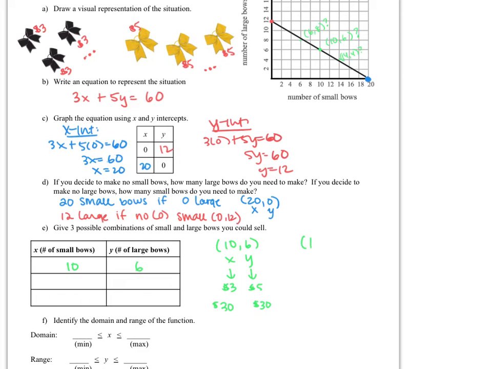Now one of my other ones was 14, 4. So at $3 each, that would be 42. At $5 each, that would be 20. And so that does not add to 60. So that one actually doesn't work. And then the other one I was checking was 6, 8. At $3 each, that would be 18. At $5 each, that would be 40. And that adds to 58. So that's actually also not a combination.